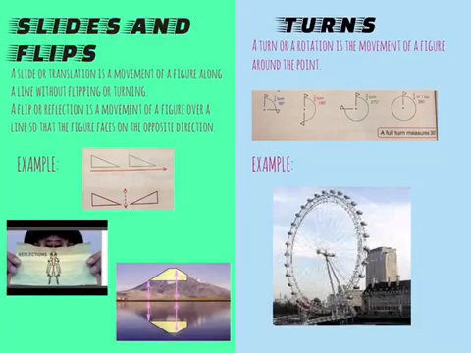Slides and flips. A slide or translation is a movement of a figure along a line without flipping or turning. A flip or reflection is a movement of a figure over a line so that the figure faces the opposite direction. Turns. A turn or a rotation is a movement of a figure around a point. A full turn measures 360 degrees.